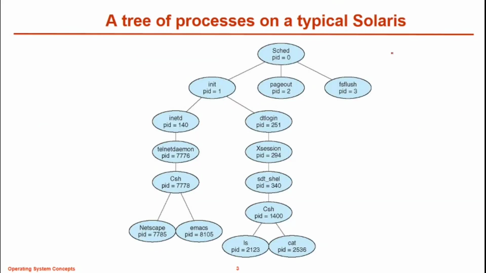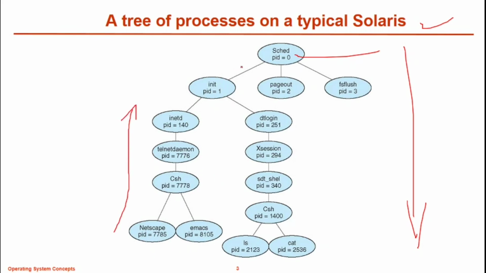So this is a typical process tree on Solaris as an operating system. So PID becomes 0. These are all the sub processes. Child processes are created with an ID: PID 1, PID 2, PID 3. So this is how the tree goes. This is a parent process, and these are all the child processes of this parent process.